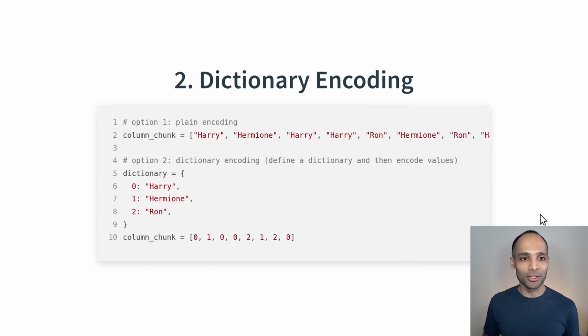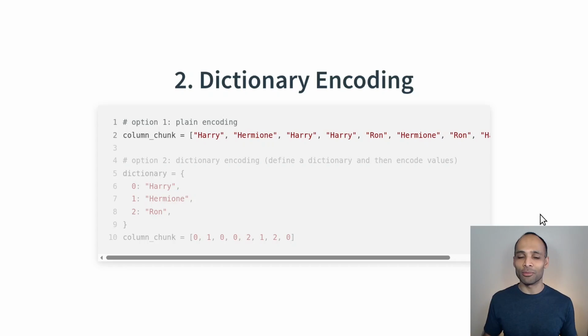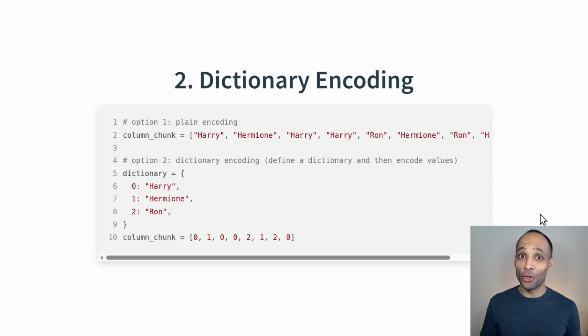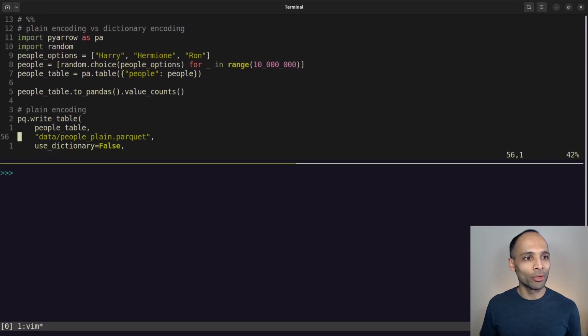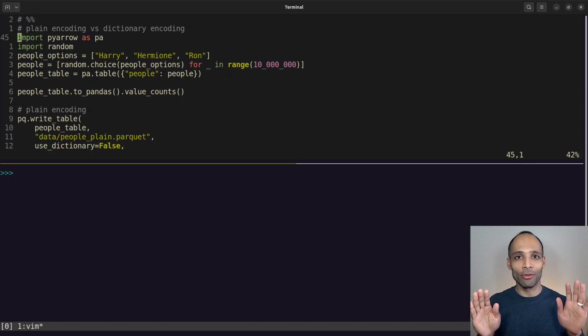Quickly glancing at it, you can see that our plain encoding takes up a lot of space, but our column chunk from dictionary encoding takes up much less space. Let's check out the advantages on a larger data set. Here we're back in our terminal, and this time I will generate some data and store it both as a plain encoding Parquet file and a dictionary encoded Parquet file, and we'll see the difference in our file sizes.